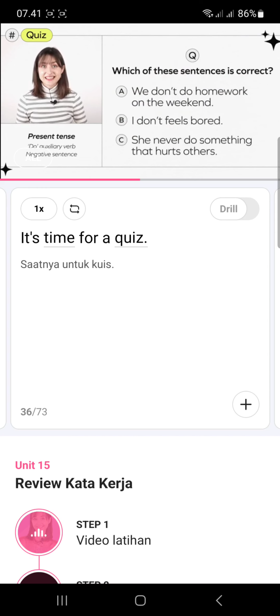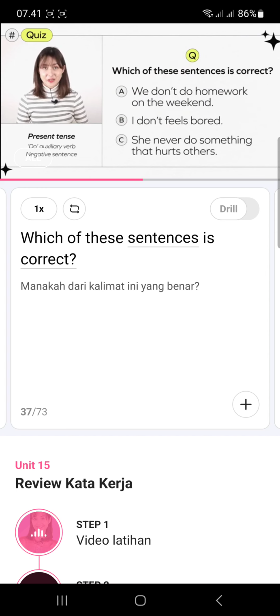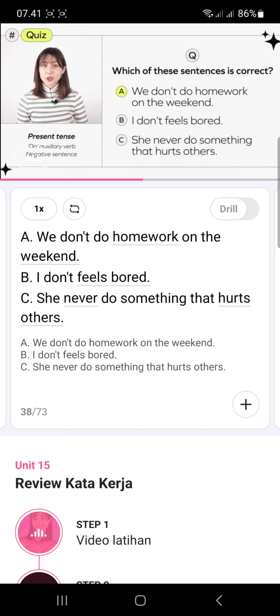It's time for a quiz. Which of these sentences is correct? A. We don't do homework on the weekend. B. I don't feels bored. C. She never do something that hurts others.